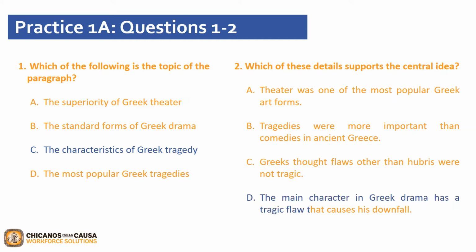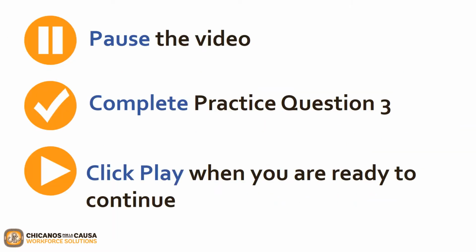If you selected D, the main character in Greek drama has a tragic fall that causes his downfall, you are correct. This is verified in the second to last sentence. These serious dramas centered on a main character who displayed exceptional attributes but also had a tragic flaw that caused his downfall. The other choices are all too broad or misrepresent what the passage actually said. Now it's your turn to practice. At this time, pause the video, complete practice question 3, and click play when you are ready to continue.